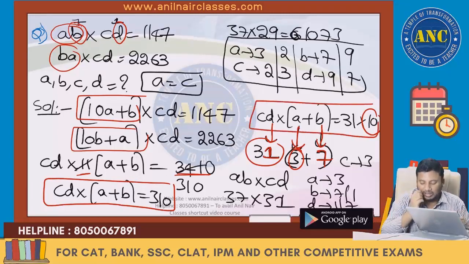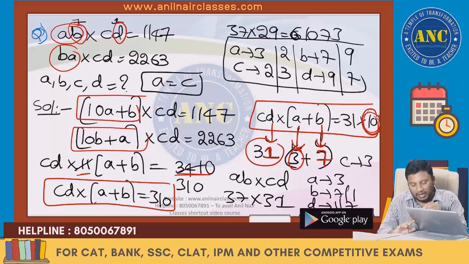CD has to be 31. CD cannot be 62. Why? Because 1147 is an odd number. CD cannot be 5 because A plus B cannot take 62. So if D value is 1, something into the unit digit is 7. So B value is 7. If it is 7, this has to be 10, Balaji. If B is 7, C value is 3.